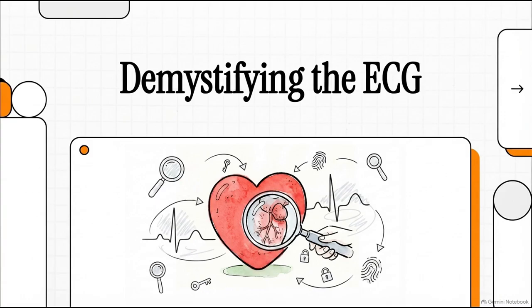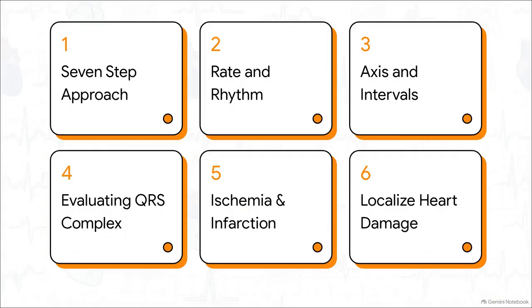We're going to transform those mysterious waves into clear, actionable clinical insights, and we're going to do it using a foolproof, systematic approach. So grab your metaphorical magnifying glass because we are about to become ECG detectives. Okay, let's dive right into our roadmap for today. First step, we'll cover the 7-step approach, then decoding rate and rhythm, axis and intervals, evaluating the QRS complex, and finally, the really high-stakes stuff, spotting ischemia and infarction and localizing heart damage.